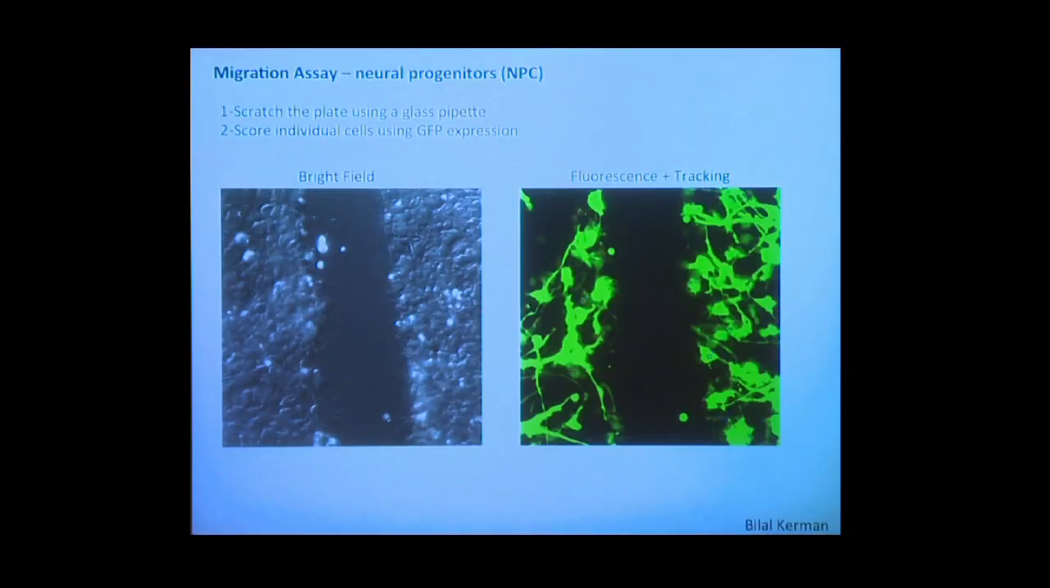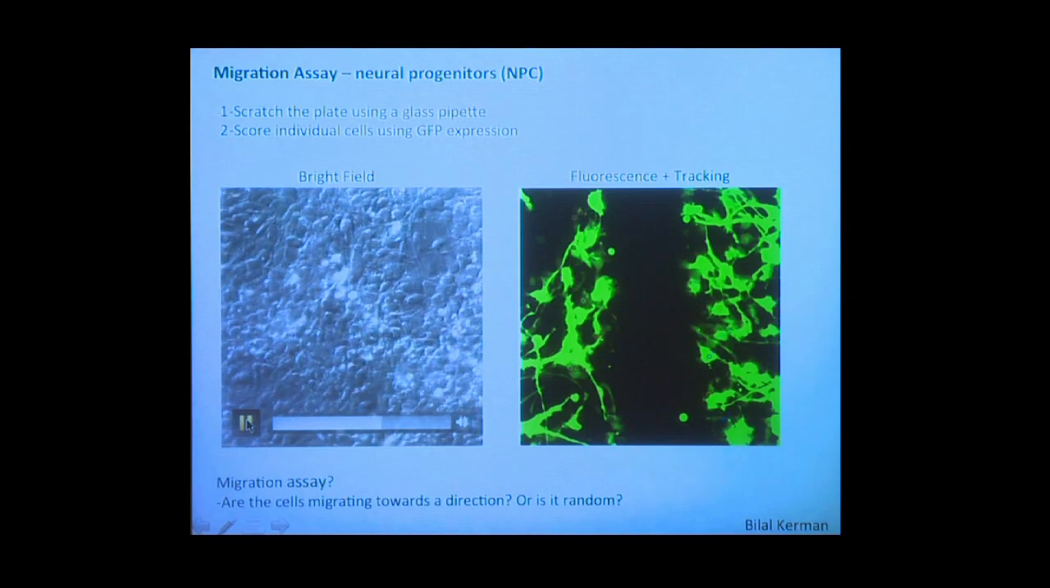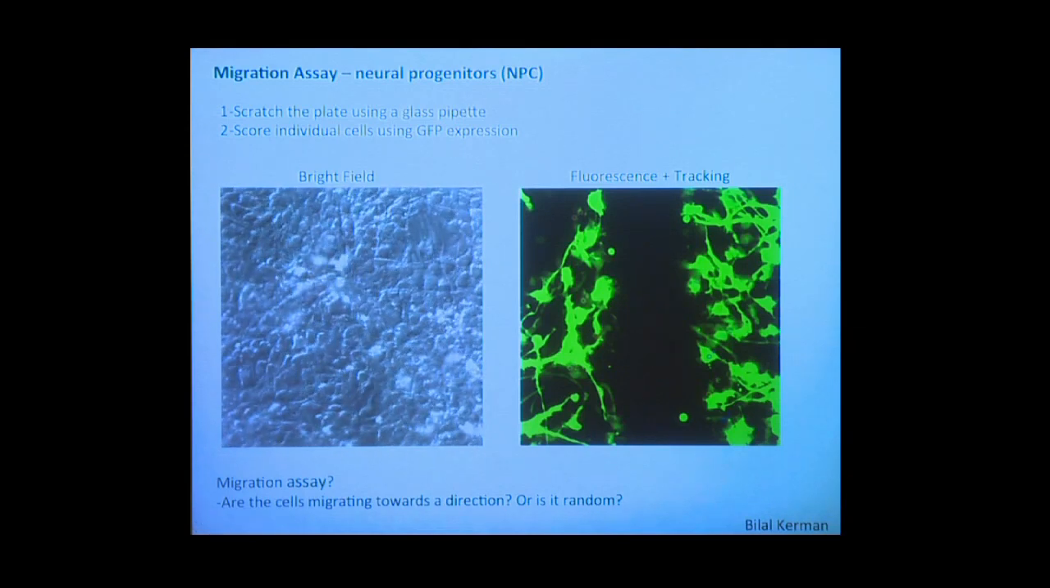So here's one assay where we let the cells go into confluency. These are neural progenitor cells. And then we scratch the surface, separating the two populations of cells from each other. And then you can see they clustered very quickly together, hard to determine.